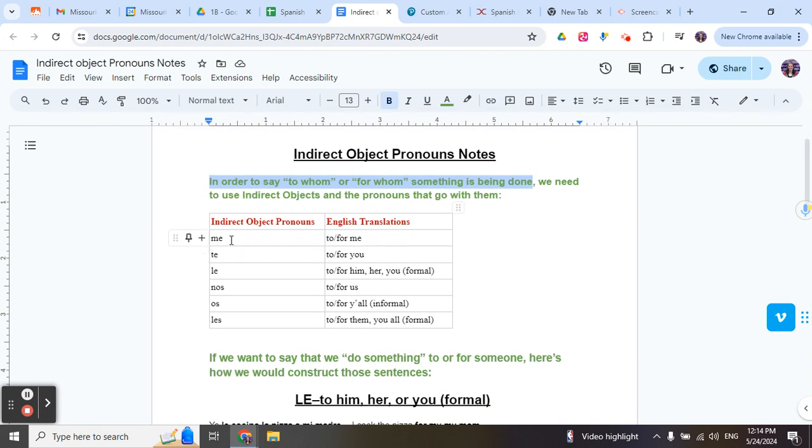So if something is being done to or for me, we'll say me. Something is being done to or for you, we'd say te. To or for him, her, or you formal, right? Usted. That would be le. To or for us, that would be nos. To or for y'all, that's the ustedes, that's y'all used, the informal used only in Spain. And then to or for them or you all, the more formal one that we use, we would say les.